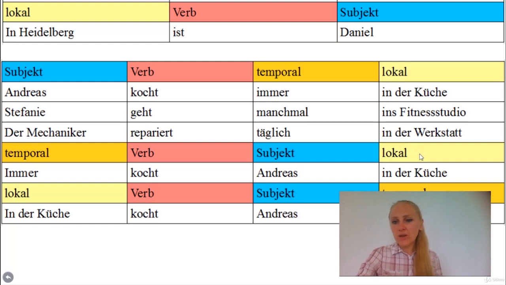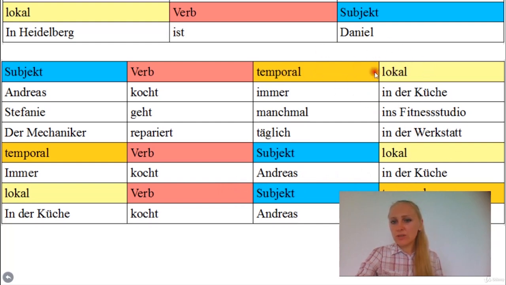Now, if you want to emphasize the location, an indication of place, you can also put it at the beginning of the sentence. So it would be in der Küche kocht Andreas immer. Okay, second position, the verb, then comes always the subject. They belong together, let's say, and then at the end comes the time. Okay, usually, as I said, time and then location if they are right next to each other.